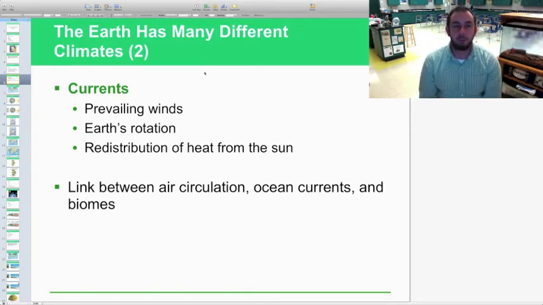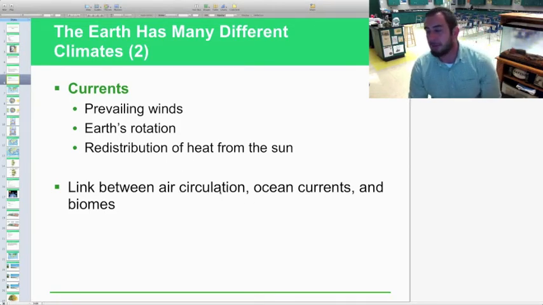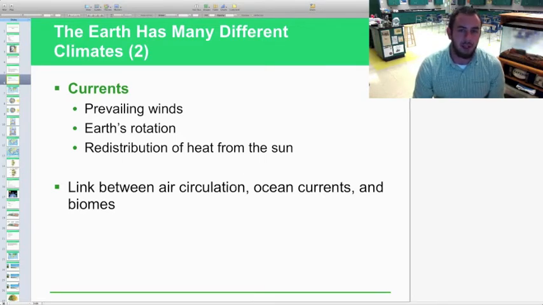It also redistributes heat from the sun within those air currents, not just at the equator, where everyone's really hot. It's bringing those air masses and those warmer temperatures to areas around the world, especially in the northern latitudes and the southern latitudes. Link between air circulation, ocean currents, and biomes: because we have air circulation, wind is also brought across from the ocean. We have ocean currents, and the water temperature and the air temperature all cause the different shapes and different kinds of biomes.